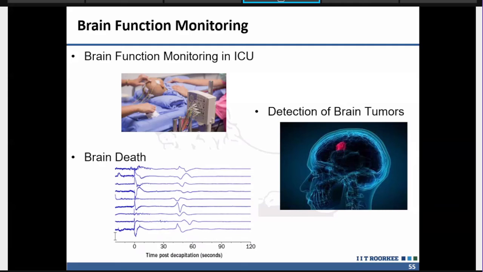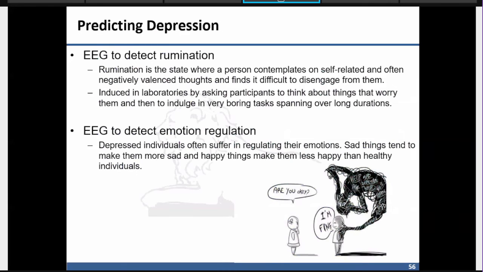So using these EEG signals, we analyze brain function monitoring, detection of brain tumors, brain death. Most brain-related diseases we can analyze using EEG. Like I was saying about depression, we have several projects, two in fact. One is a SPARC project from MHRD, in which we try to understand rumination. Rumination is a state where a person contemplates on self-related and often negatively valenced thoughts.